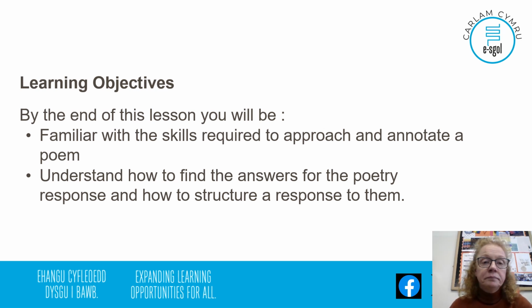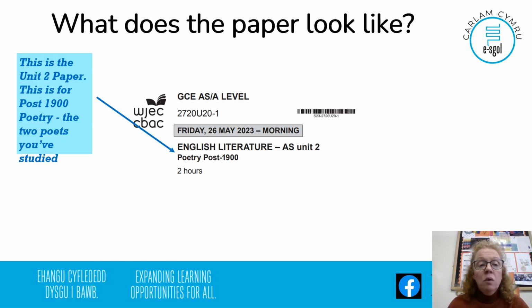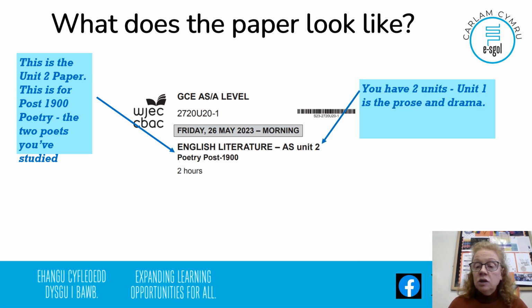So I think the first thing to do is have a think about what the paper looks like. It's something you should be relatively familiar with. You've done this when you've done your GCSEs, and this is the second unit, so you've already done one unit by the time you get to this paper. But this is the poetry post-1900 paper. This is the one where you've studied two poets and you've looked in depth at the poetry that they've written. It is the second unit, and so far, if you're doing this course, you will have done the prose and the drama, which is Unit 1. There are resources available on Carlam Cymru for those as well.